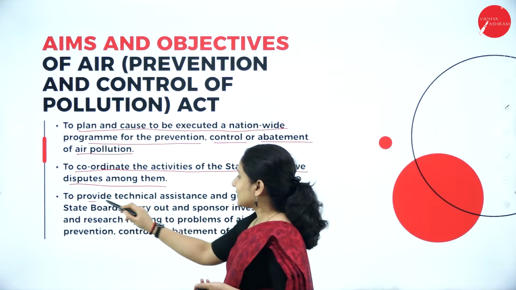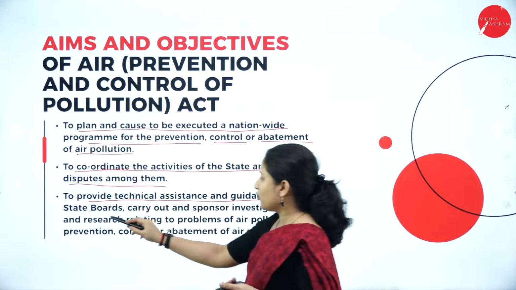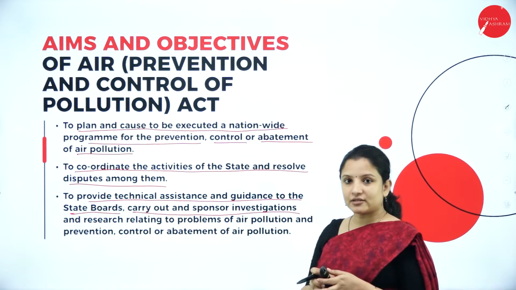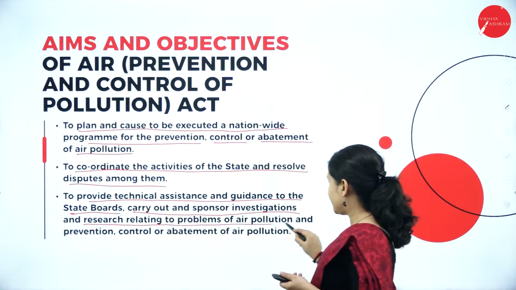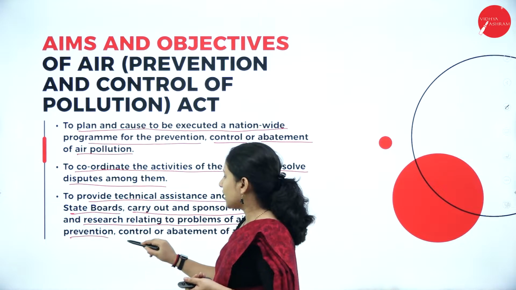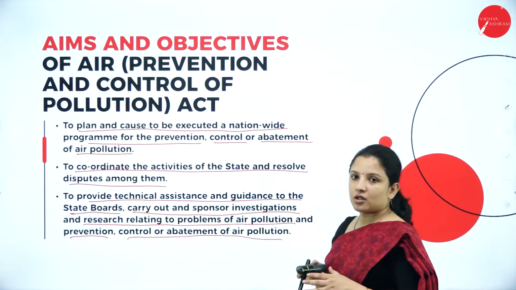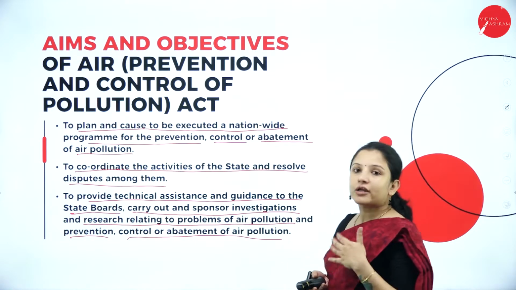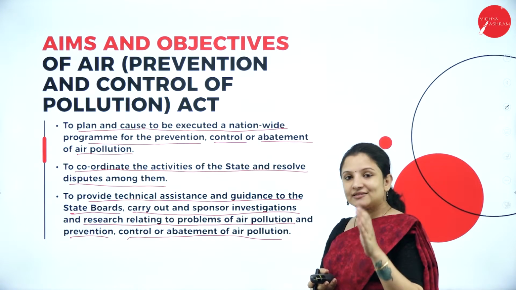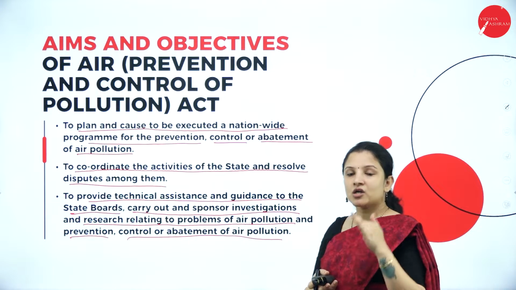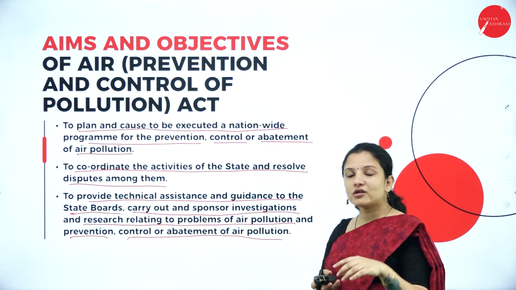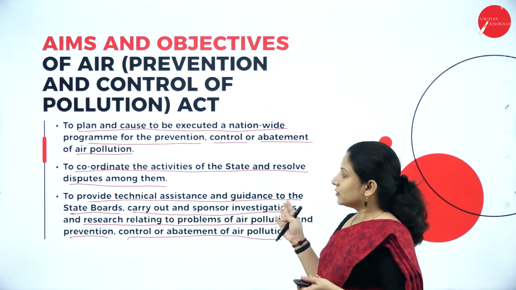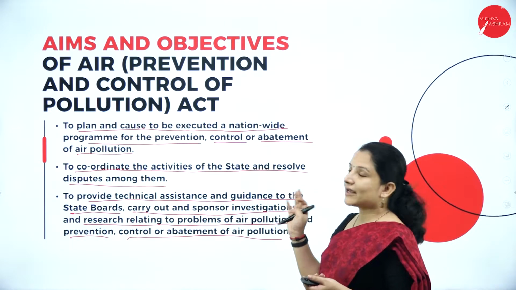And it provides technical assistance and guidance to the state boards so that the state boards, the committee members, can carry out and sponsor investigation and research relating to problems of air pollution and how they can prevent, control or abate air pollution. The central committee helps the state committee to carry out investigations or research as to exactly what is going wrong in that particular state because the air pollution is increasing, and what can be done in order to prevent it. That is how, by coordinating with one another, both the center and the state committees work under this Air Act.